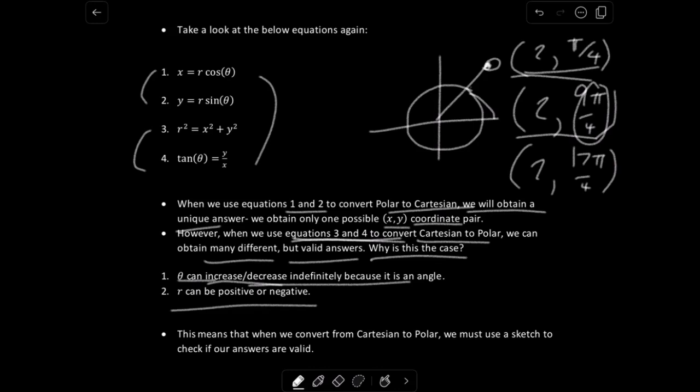So this means that when we convert from Cartesian to polar, you must sketch a diagram to check if your answers are valid. I always tell you to sketch a diagram because that helps you to see what you're actually doing instead of just applying formula blindly. So always start by sketching a diagram when you're doing these conversions.